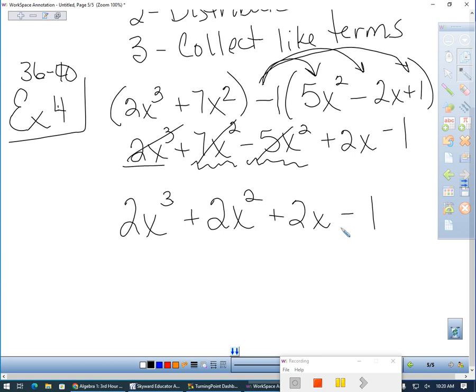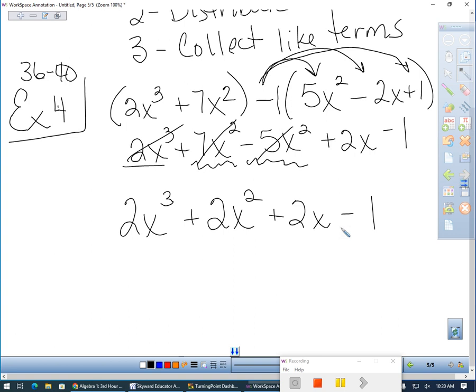All right. Well, while this is up here, let's classify it. The highest degree is a 3. What's the word for that? Cubic. Very good. And this is a polynomial of 4 terms. That's how you would classify it.